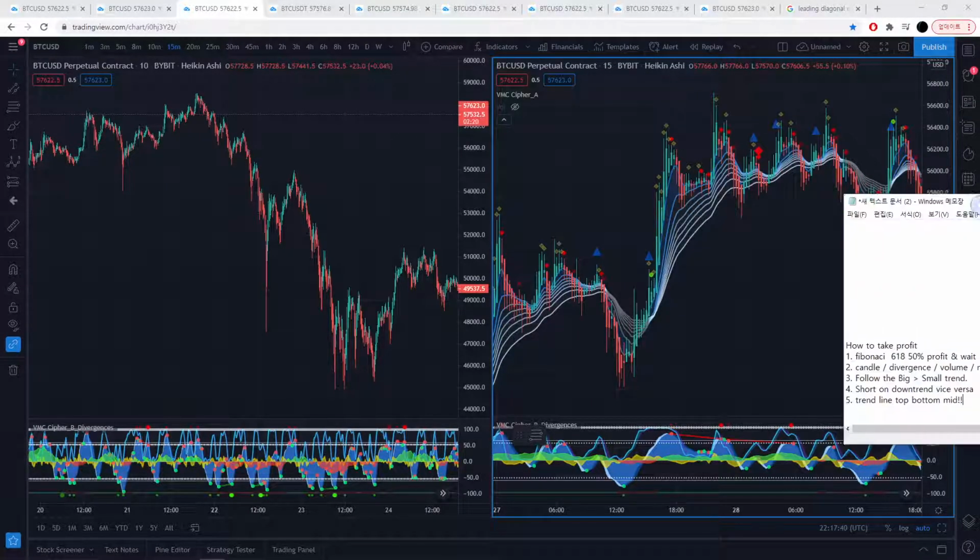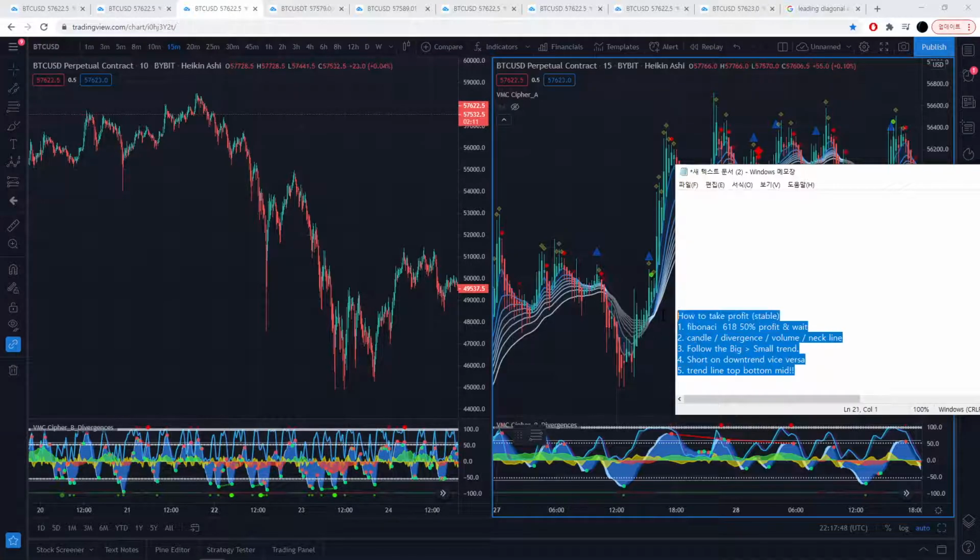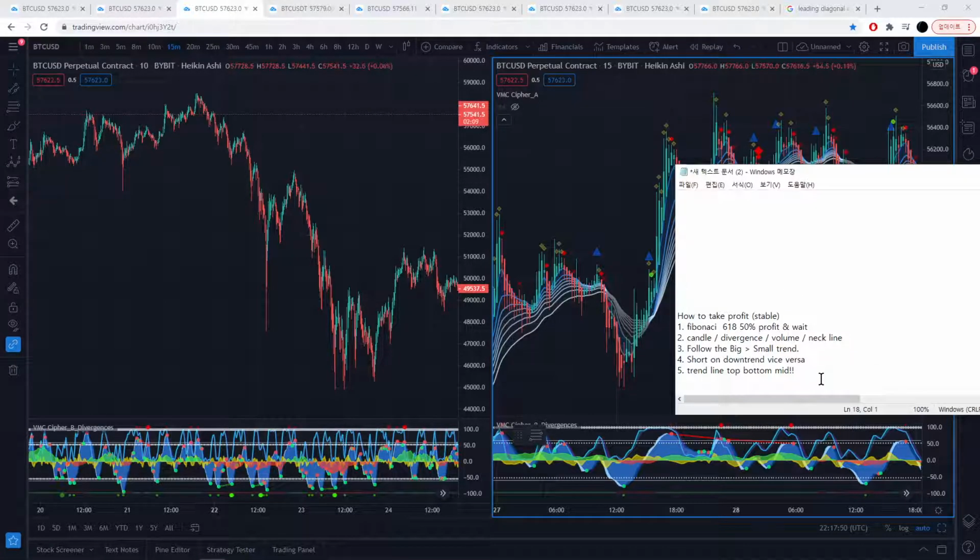So today I'm going to be talking about how to take a stable profit, which is most critical if you're trading using margin, because even if you make nine profits and lose once, you can still get liquidated, right? So the most important thing is stable income. And how can we do that?